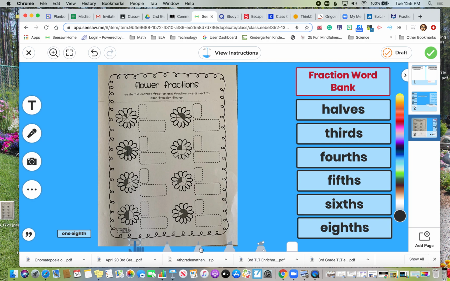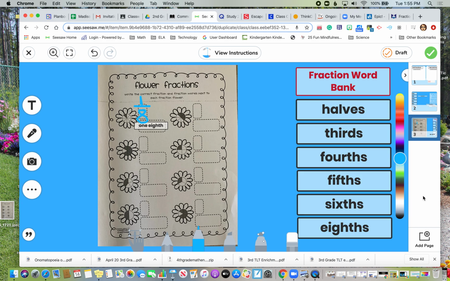So using my pen tool, I'm going to write down 1/8, and then I'm going to use a label tool to write down 1/8 as a label. So I would write my fraction with the pen tool, and then using the label tool, I would write down with words what that fraction is called.